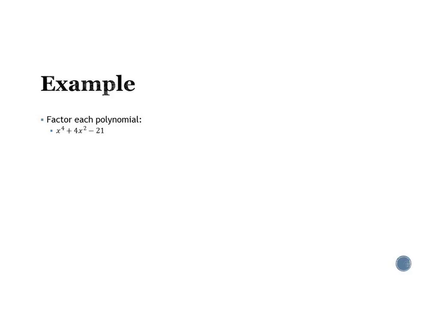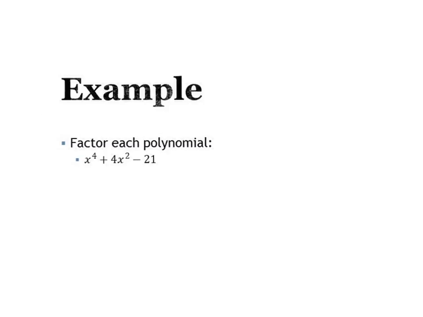One last example. Here we have x to the 4th plus 4x squared minus 21. It looks very similar to the quadratics that we were factoring before, and that's good because we're actually going to factor it just like a quadratic. In fact, anything where this is the square of this, you factor just like a quadratic. Because x squared squared is x to the 4th, we're going to factor this just like it was a quadratic. Because in a quadratic, you had x as your middle term and you squared it, and that was your first term.